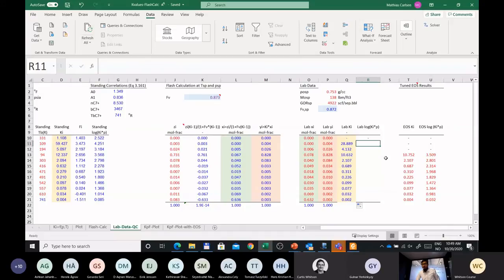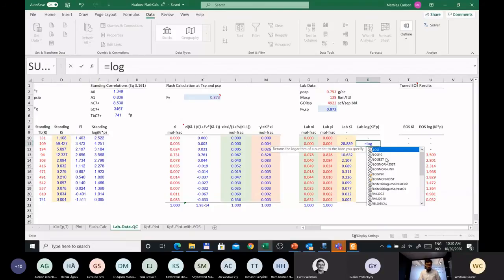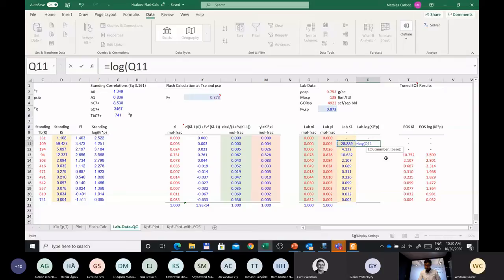We said that we can do the QC, like the KPF plot or Hoffman QC, and for that we need the log of Ki times the pressure.